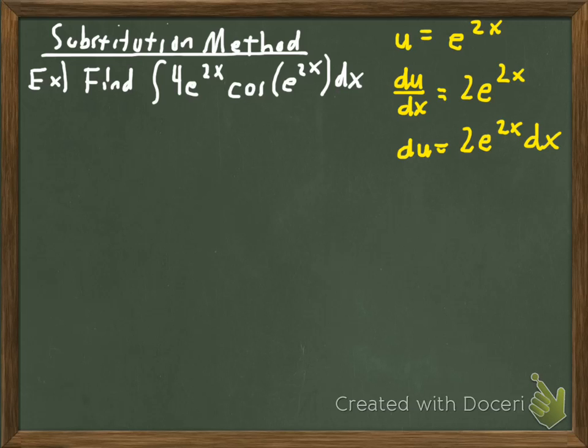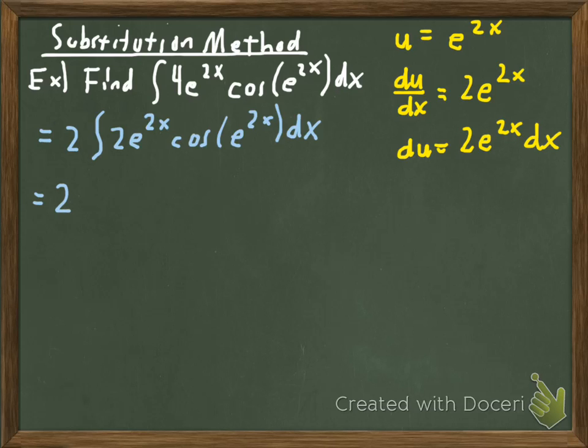So, the derivative of u was 2e to the 2x, which is not what this factor is, but we could rewrite 4e to the 2x as a multiple of that derivative, couldn't we? So let's go ahead and do that. Rewrite the function. 4e to the 2x power is the same as 2 times 2e to the 2x power, right? So let's make that 2 times 2e to the 2x power times the cosine of e to the 2x dx. And then we'll do our substitution.